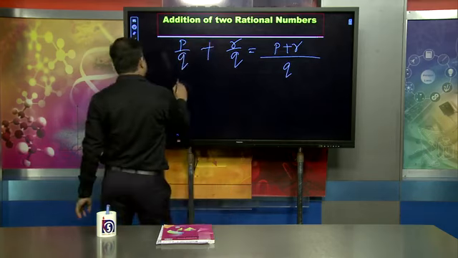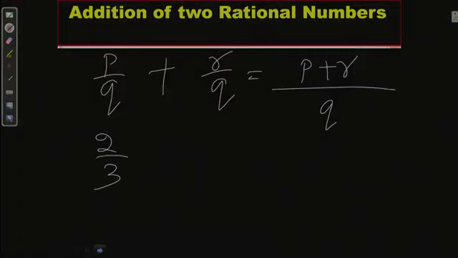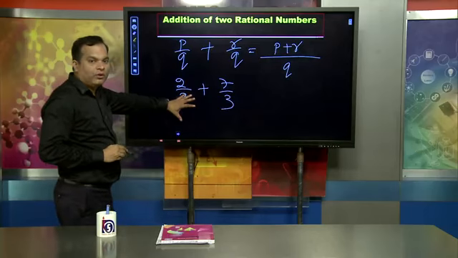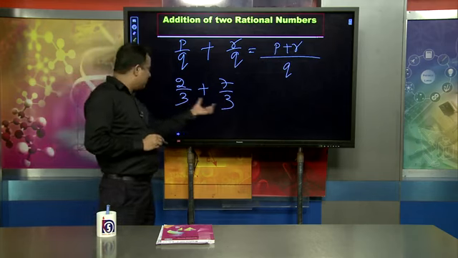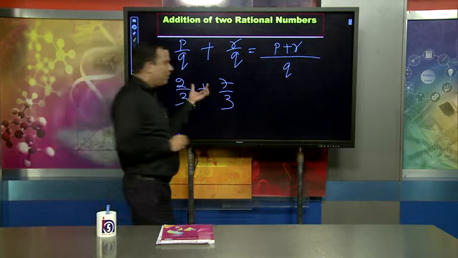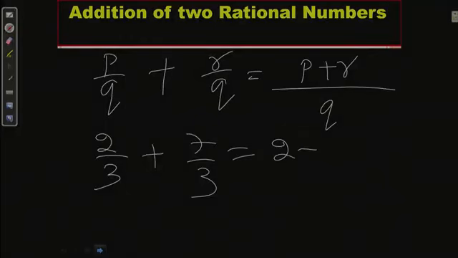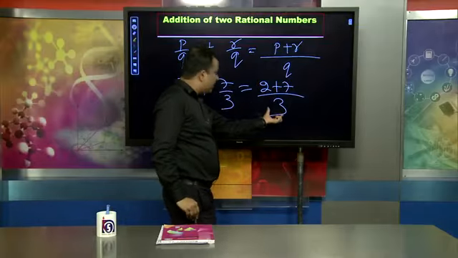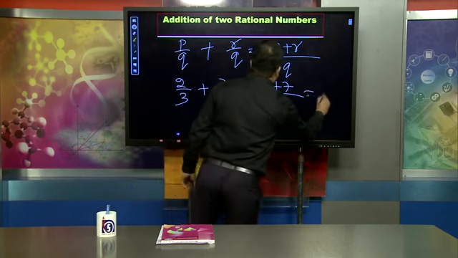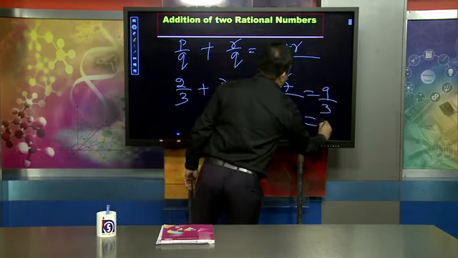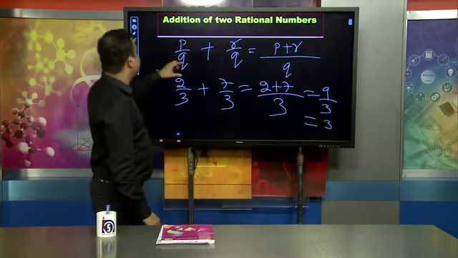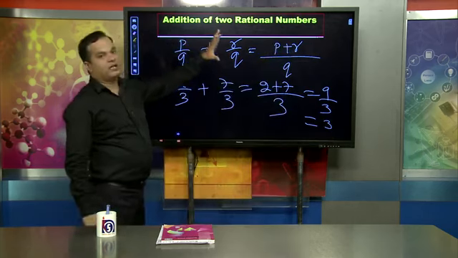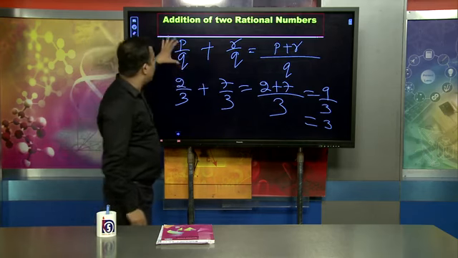For example, suppose 2 by 3 plus 7 by 3. What will be its value? Here the denominators are the same, so only the numerators are added. That means 2 plus 7 by 3. We add the numerators and the denominator remains the same. Then you get 9 by 3, which again simplifies to 3. So this is the principle of addition of two rational numbers when the denominators are the same.